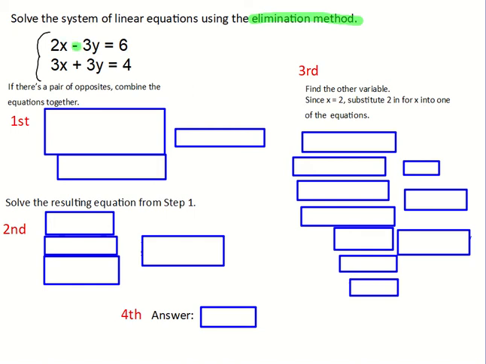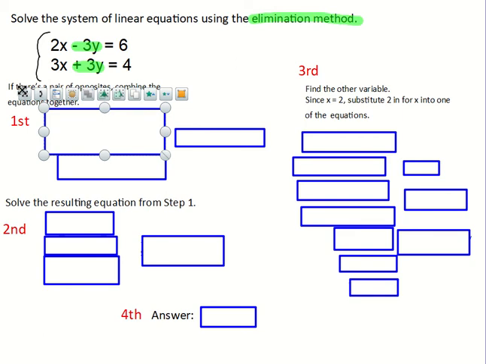Notice how the y terms, the negative 3y and positive 3y, are opposites. Since they're opposites, the y's will cancel out, so we could use the elimination method in the form the equations are in. So we're going to combine the equations together. So I'm going to start by just writing the two equations down.